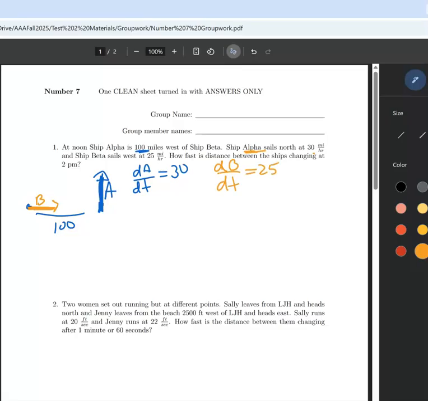Okay, so what else do they say? How fast is the distance between them changing? Well, that's got to be that, so I'll just call it C. So we want to find dC over dt.